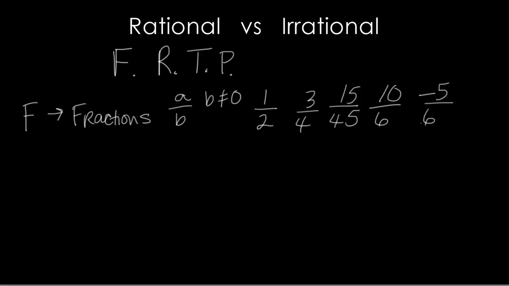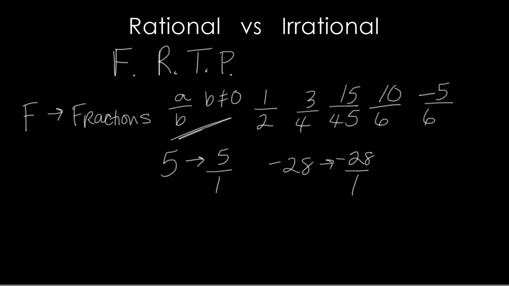What about integers, like 5? Can that be written as a fraction? Yes, it sure can. Why? Because any integer can always have 1 as its denominator. What about negative 28? Yes. How can you write that as a fraction? Negative 28 over 1. So if a number can be written as a fraction, any integer a over b, where b is not equal to 0, then that means it is rational. All right, let's go on to the next one.